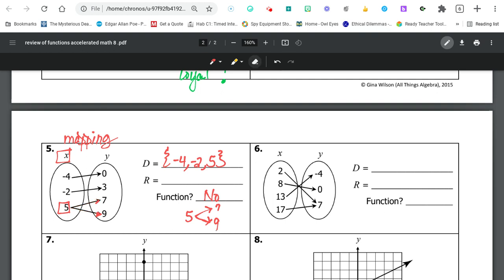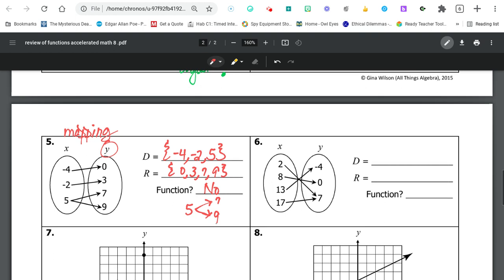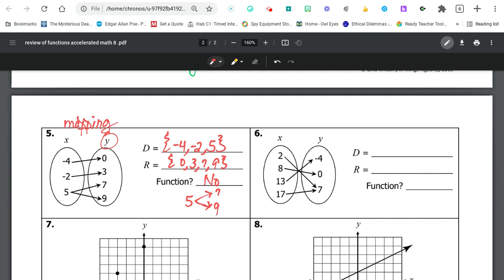All right, now as far as the range is concerned, just list all the values in the y oval: 0, 3, 7, and 9. All right, you pause the video and try 6, guys. All right, 6. What's in my x oval? That'd be 2, 8, 13, and 17.